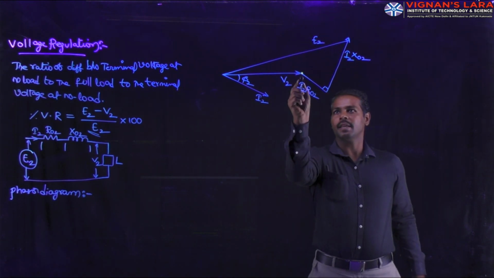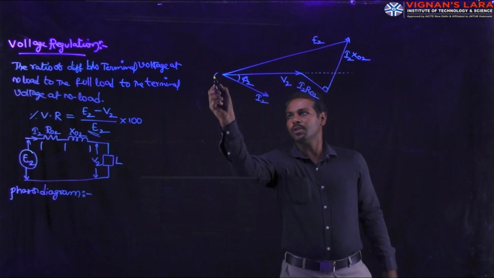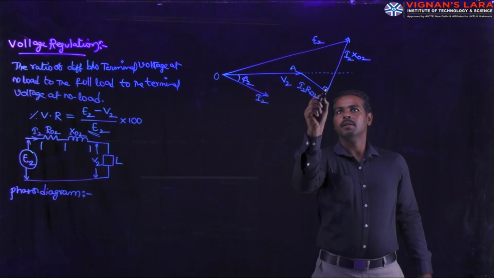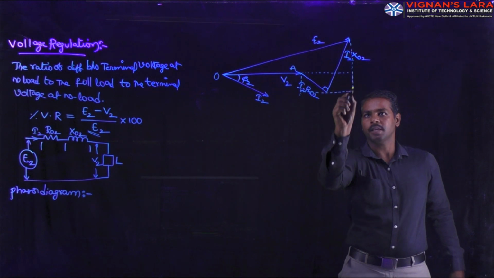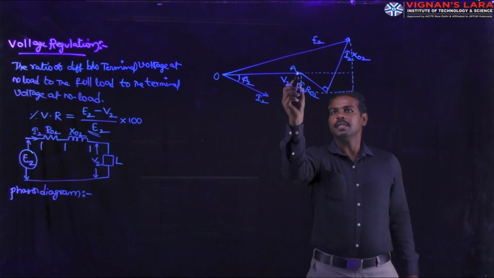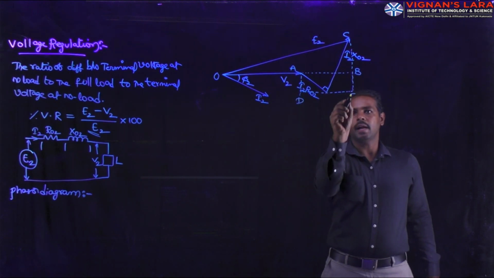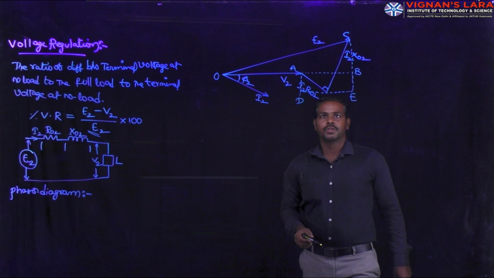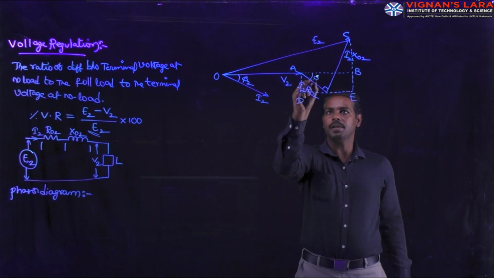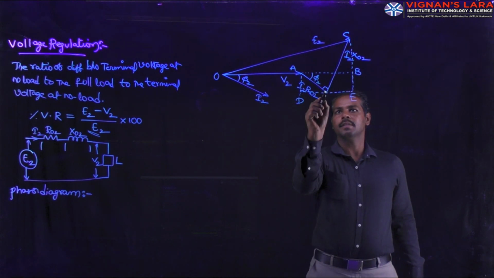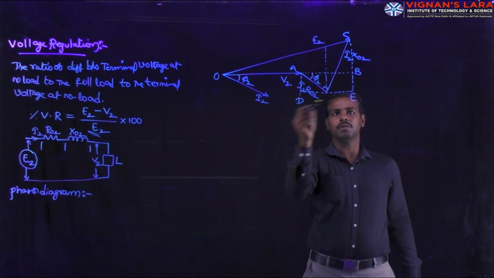So we draw a horizontal line, which is O, A, and perpendicular to it another line. The points are O, A, B, C, D and E. In this construction the angle is phi 2, and that is also equal to F.